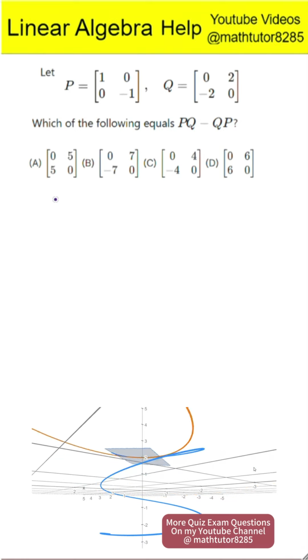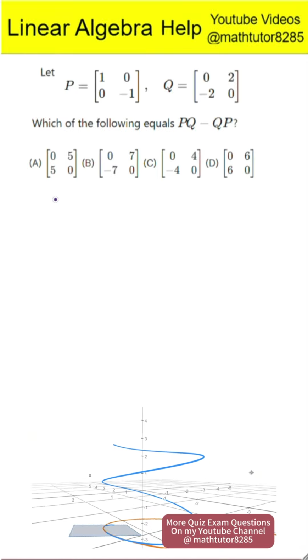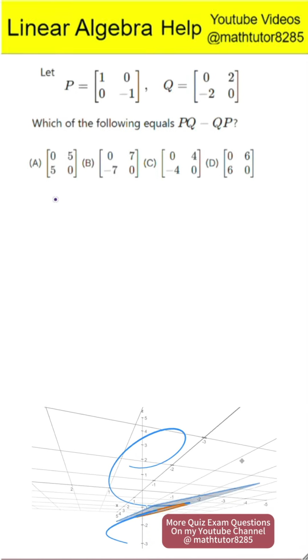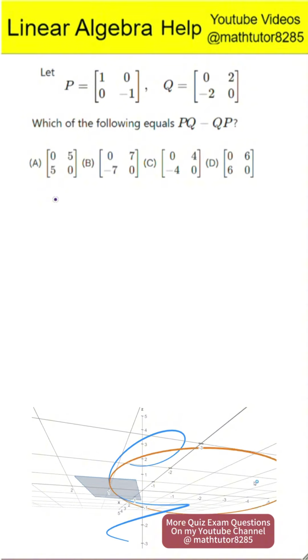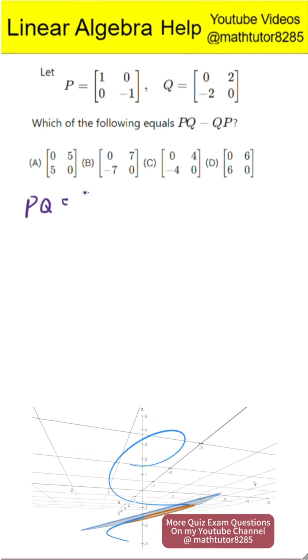Let matrix P be the 2x2 matrix with first row 1 and 0, second row 0 and -1. Let matrix Q be the 2x2 matrix with first row 0 and 2, second row -2 and 0. Which of the following equals the matrix product P times Q minus Q times P? There are 4 options. First step, we compute P times Q.